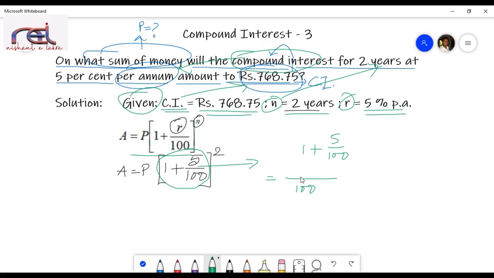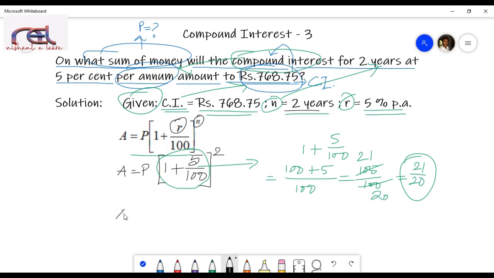100 is the LCM, and by default the denominator of 1 will be 1. So 100 plus 5, that is 105 by 100, right? Or maybe we can simplify it further, 21 by 20. So this is the fraction that we will keep in place of 1 plus 5 by 100, 21 by 20. Let me just write it for you. Okay, so here it is. A is equal to P into 21 by 20 to the power 2.